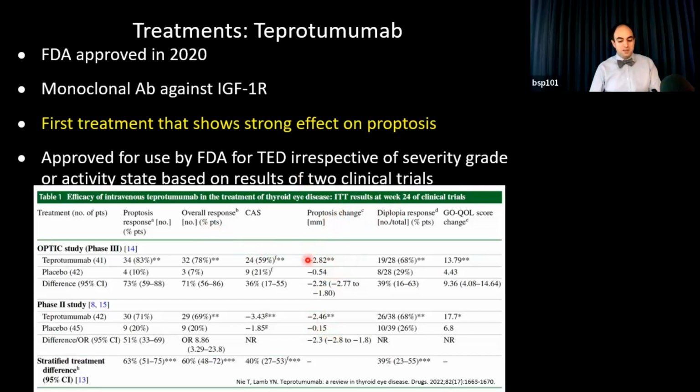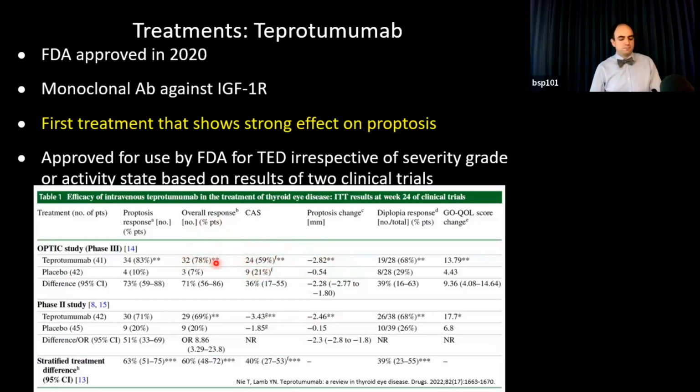In both, the mean proptosis change was about 2.5 millimeters. And in the phase 3 trial, it's about 60%, and this is when they say CAS response, when they say 24 being completely inactivated. So about 60% completely inactivated, but if you look at placebo, 21% became inactive. So as we said, many patients improve on their own.